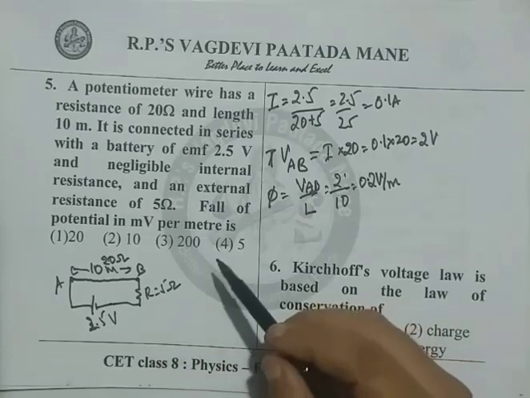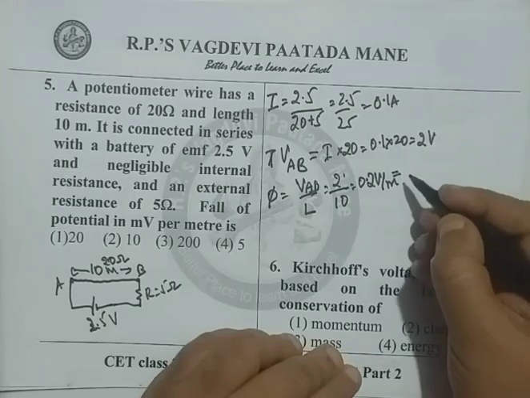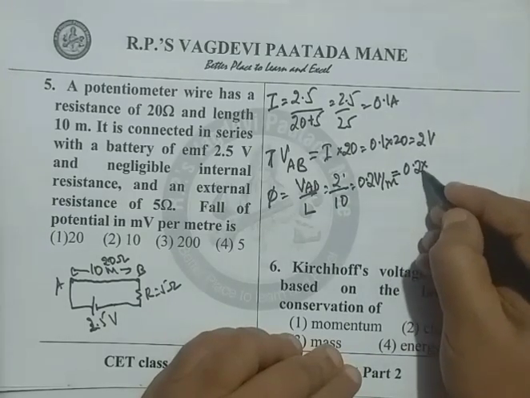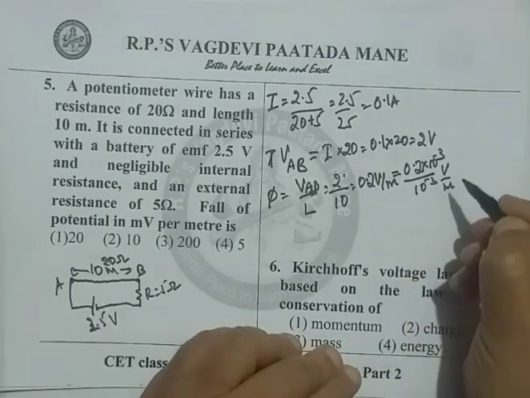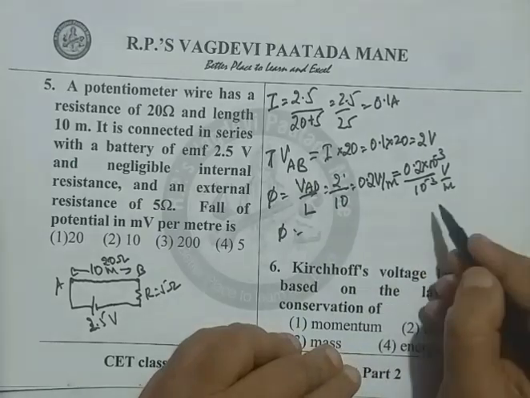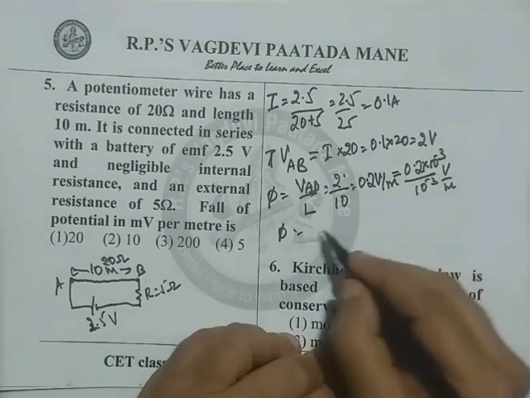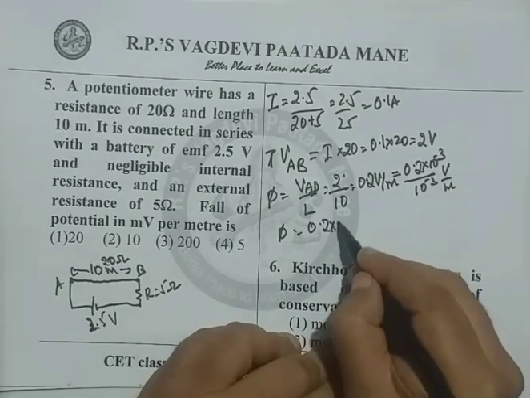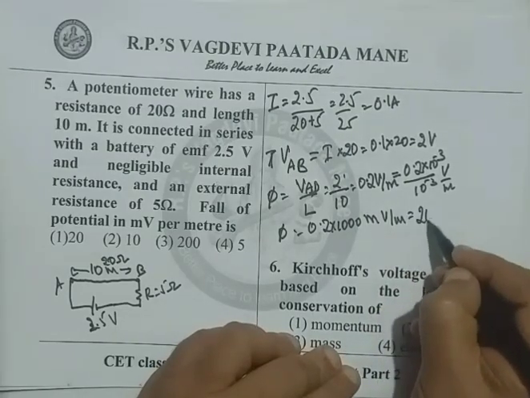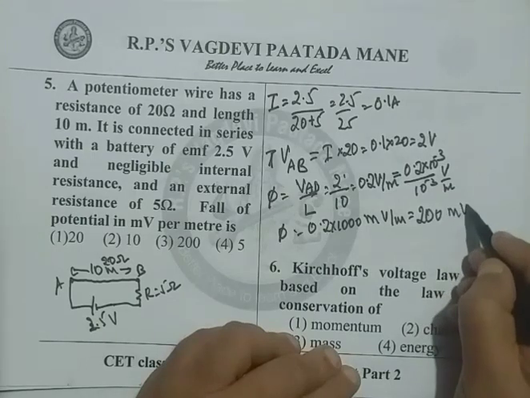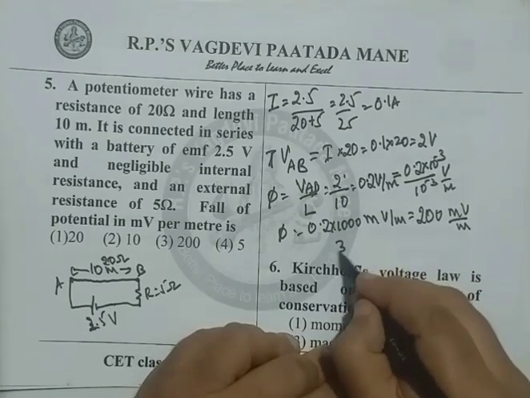As we need to write it in millivolt, we multiply and divide by 10 raised to minus 3, so 10 raised to minus 3 volt per meter. 10 raised to minus 3 is milli. Therefore, I can simply write 0.2 into 1000 millivolt per meter, which amounts to 200 millivolt per meter. That is, option number 3 is correct.